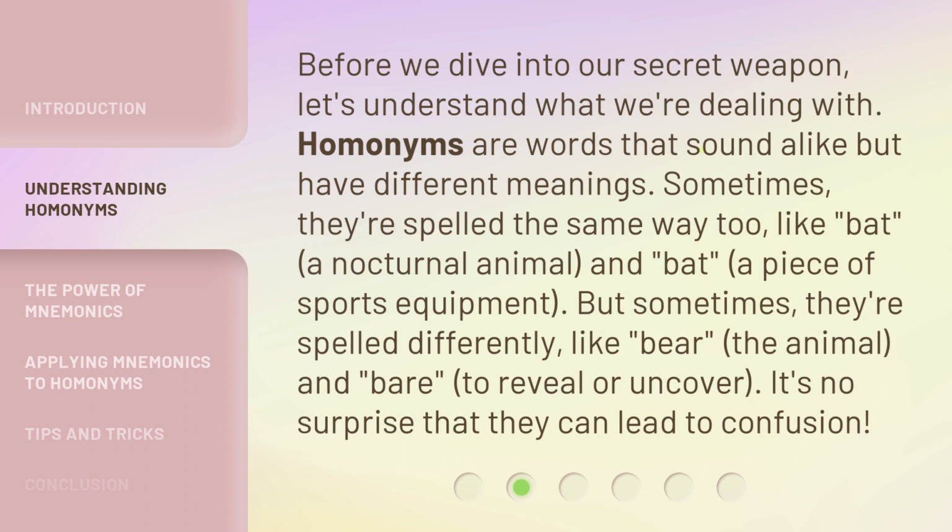Before we dive into our secret weapon, let's understand what we're dealing with. Homonyms are words that sound alike but have different meanings. Sometimes, they're spelled the same way too, like bat, a nocturnal animal, and bat, a piece of sports equipment. But sometimes, they're spelled differently, like bear, the animal, and bare, to reveal or uncover. It's no surprise that they can lead to confusion.